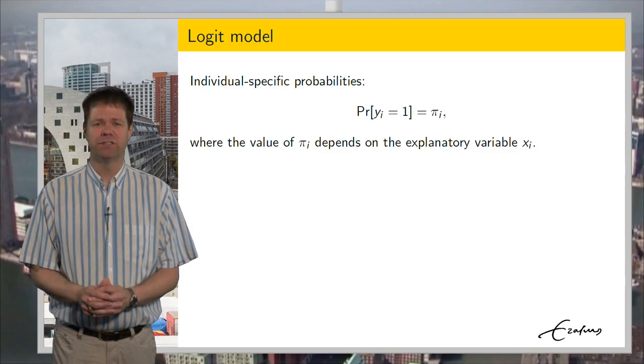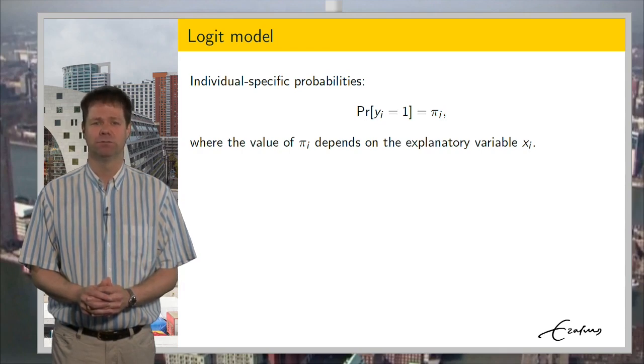To explain differences in probabilities across individuals, we can relate the probabilities pi subscript i to one or more explanatory variables. Given the fact that probabilities have to be between 0 and 1, we cannot just take any function for this relationship. Although there are several choices possible, in practice the logistic function is most frequently chosen.